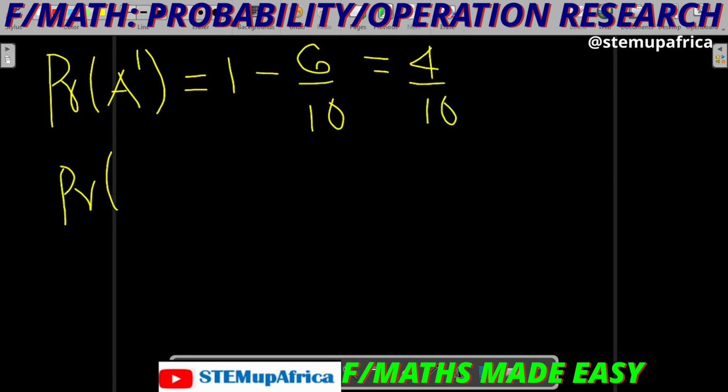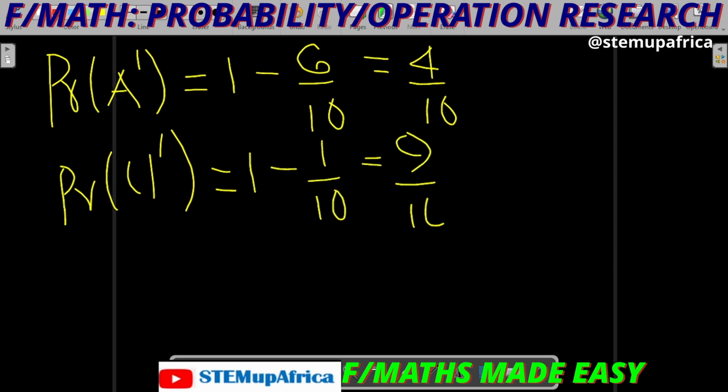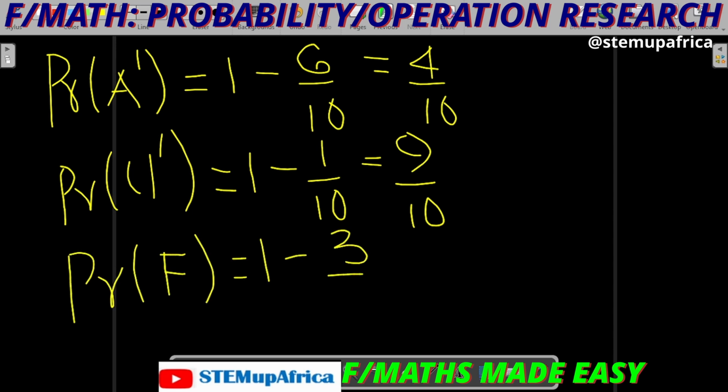The probability that Ushena failed to solve correctly is 1 minus 1 over 10. If you take the LCM, you have 9 over 10. And the probability that Fatima failed to solve correctly is 1 minus 3 over 10. If you take the LCM, that will give us 7 over 10.